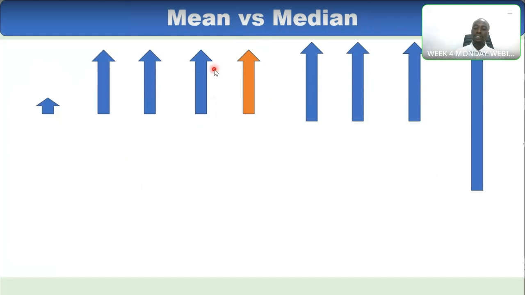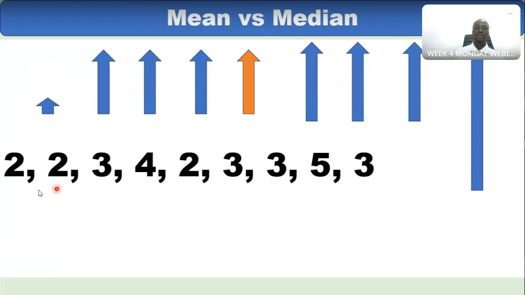But let's look at this in a more intuitive manner. Look at these values here. If you calculate the mean of these values, we are going to get 3. So 3 is the mean of these values, and you can agree with me that 3 is actually representative. It's a good value that we can use to represent the whole of the numbers here.